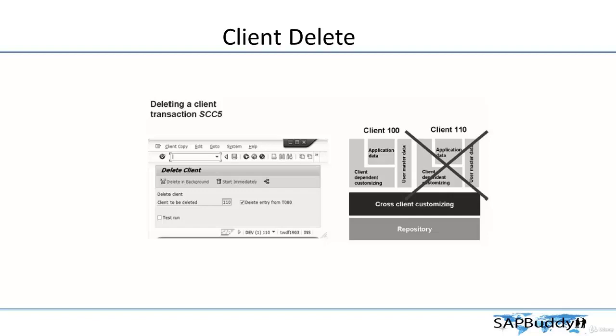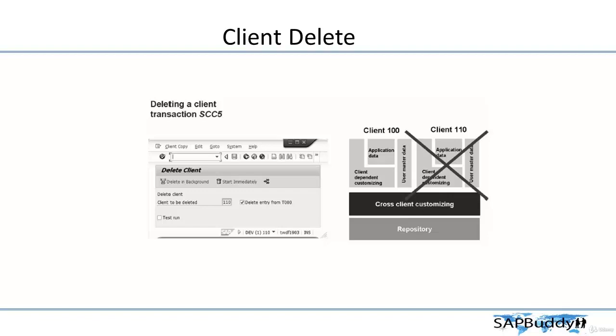Once the data is totally deleted, the entry from the table T000 will also be deleted. However, it does not eliminate the data belonging to the client. That means the client specific data remains in the SAP system, occupying the space of the SAP system. So the client specific data will still be available.